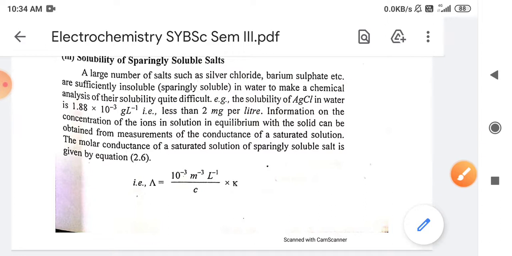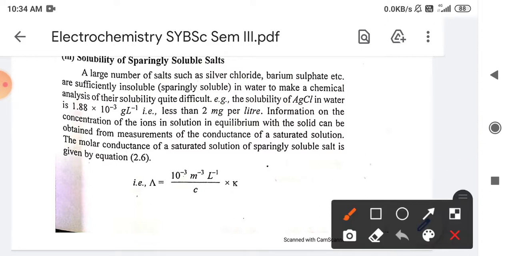So electrolytes like silver chloride or barium chloride, which are sparingly soluble or weak electrolytes in water, will dissociate weakly. So analysis of the concentration of this electrolyte in the solution is difficult. The solubility of silver chloride in water is around 1.88 into 10 raised to minus 3 grams per liter, which is very less, around 2 milligram we can say.